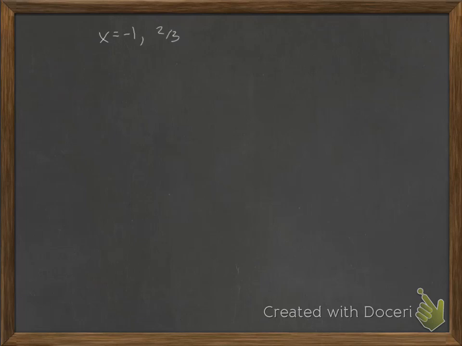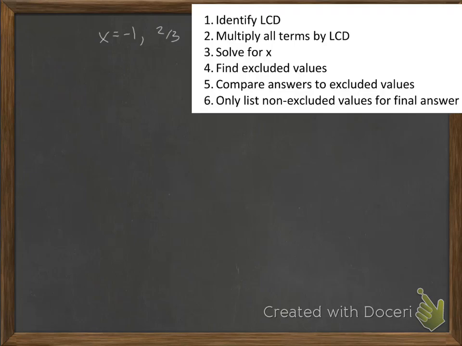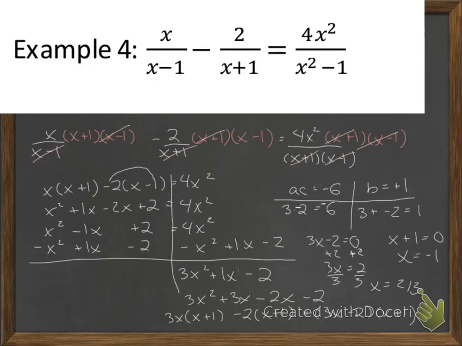Okay, so going back to our steps here, right? We've identified our LCD. We have multiplied everything and solved for x, right? But now we have to go back and check and make sure neither of these values are going to cause us to divide by 0. So let's pop back here.